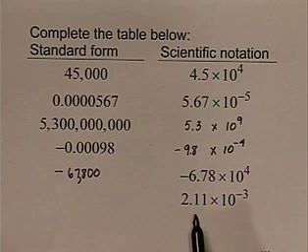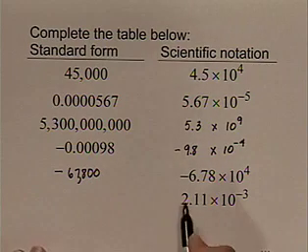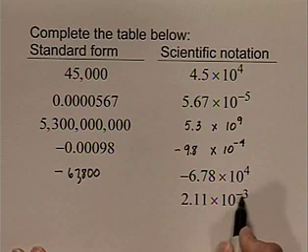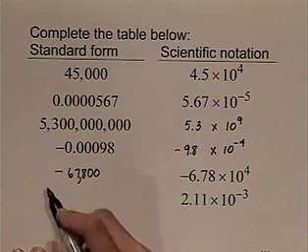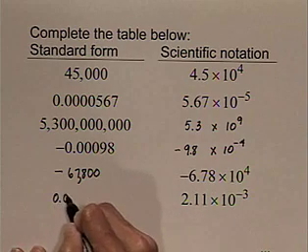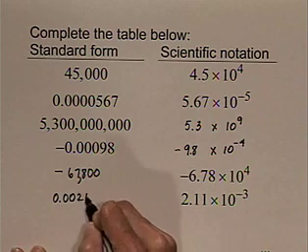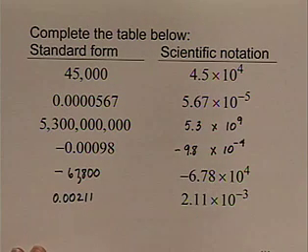In our last example here, we have 2.11 times 10 to the negative 3. That means the decimal point needs to move 3 places in the negative direction. If you consider moving 3 in the negative direction, we'll have to put 2 zeros to the left of the 2 to get the correct standard form.